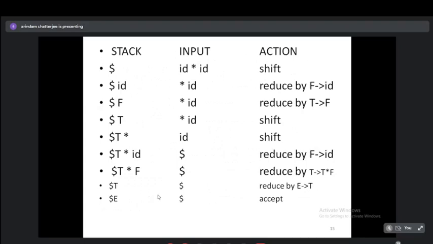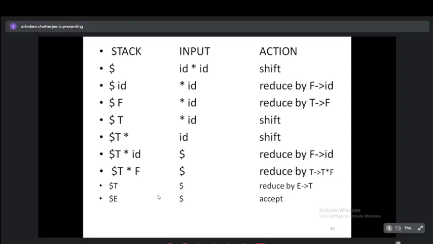Like for example, here, F is a viable prefix. You add star ID, that is a right sentential form. You have T on the stack top, that is a viable prefix. You add star ID, again that is a right sentential form. You have T star as the viable prefix. You add ID, that is also a right sentential form.